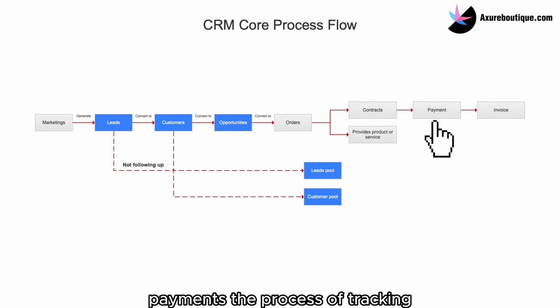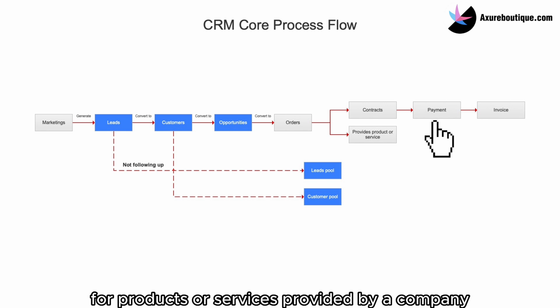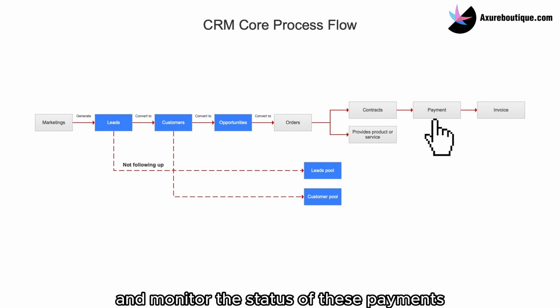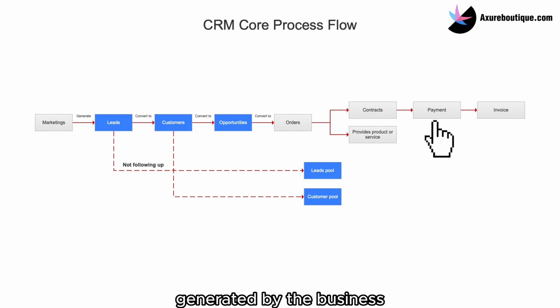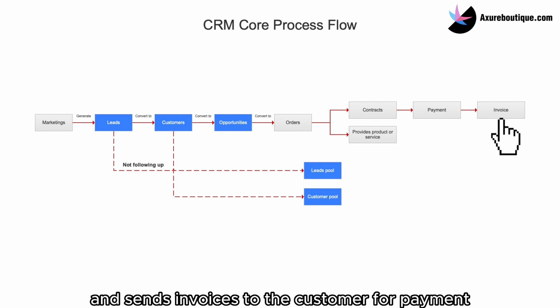Payments: the process of tracking and managing the incoming payments from customers for products or services provided by a company. The CRM system helps to record and monitor the status of these payments, ensuring accurate and timely tracking of the revenue generated by the business. Invoices: after the products or services are delivered, the company generates and sends invoices to the customer for payment.